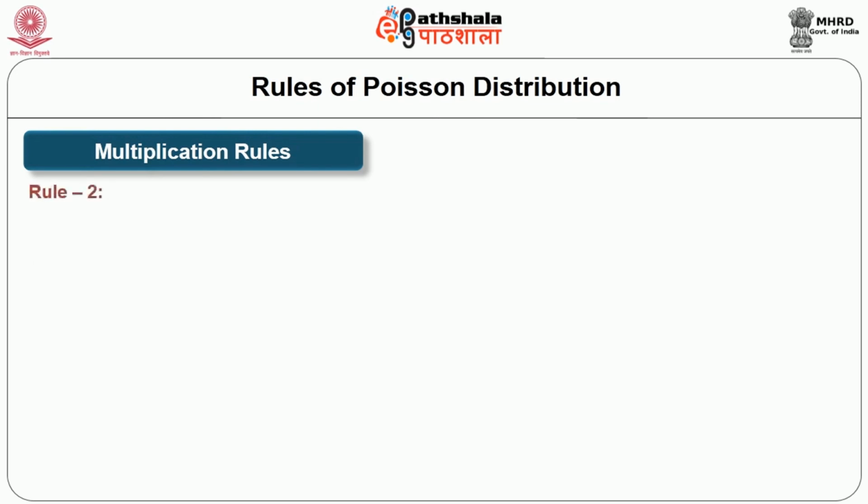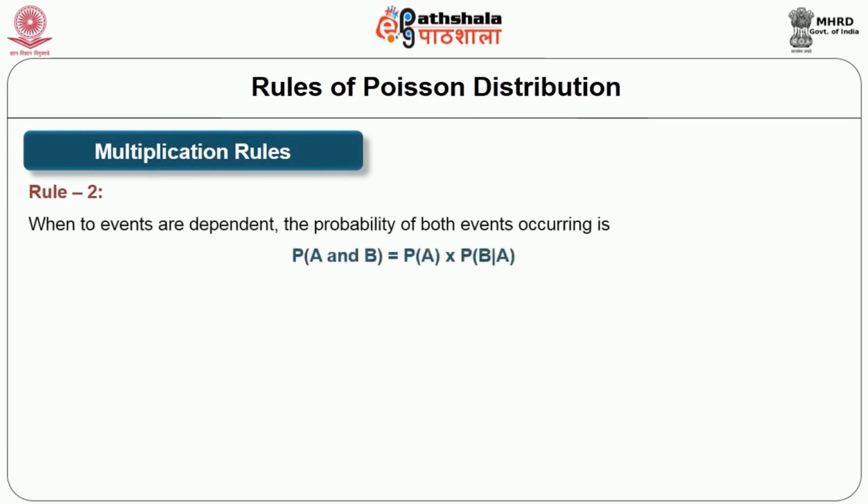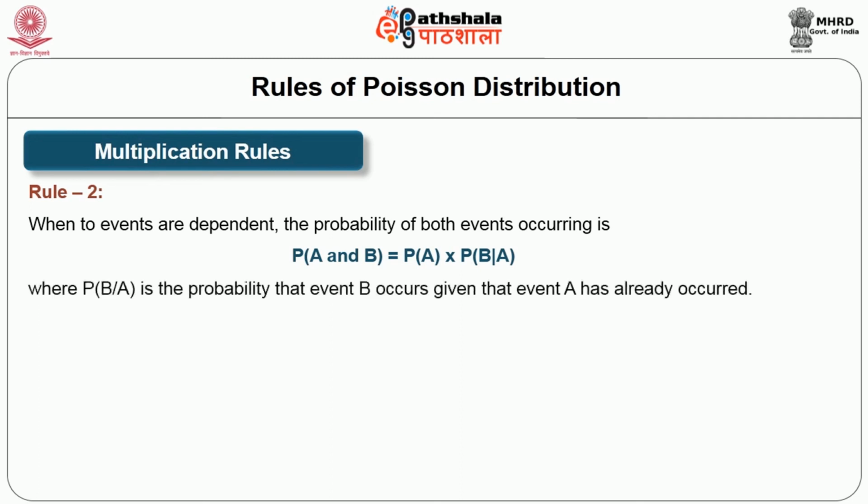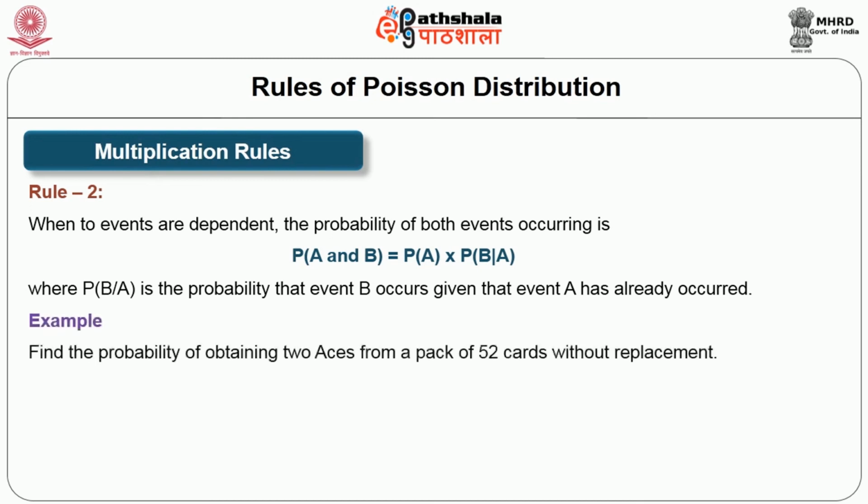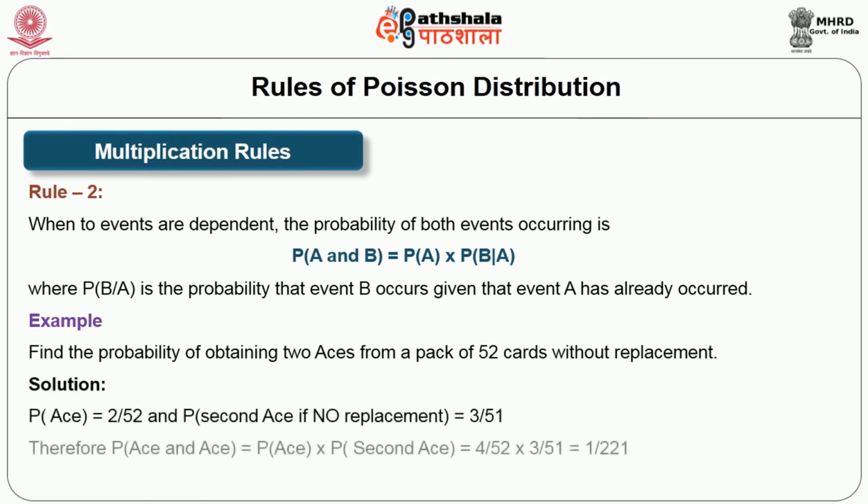So, let us understand rule 2 better. When two events are dependent, the probability of both events occurring is P of A and B, equal to the probability of A into the probability of B given A, where the probability of B given A is the probability that event B occurs given that event A has already occurred. Same example, one more example: when you pick a card from 52 cards without replacement, you need to find out the probability. The result will again be calculated in the same pattern.